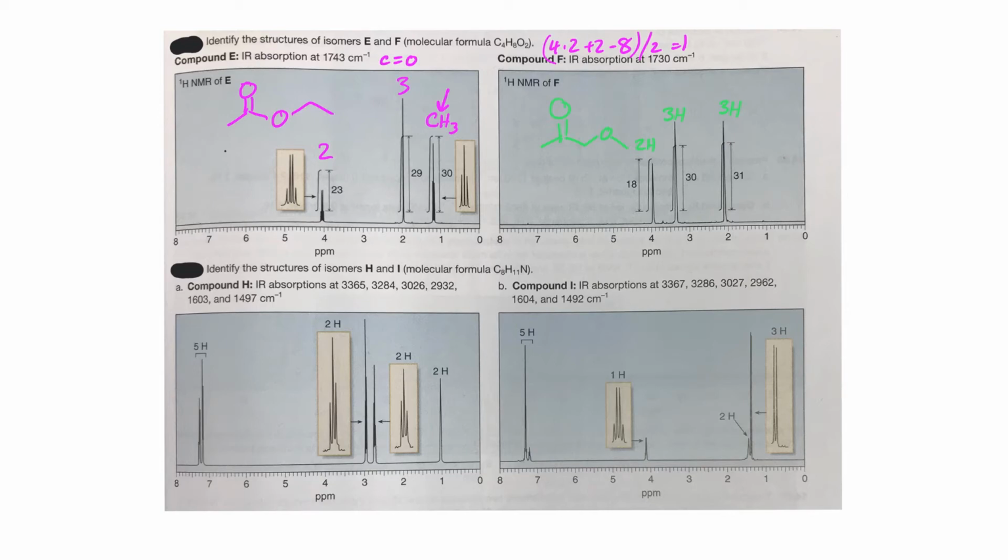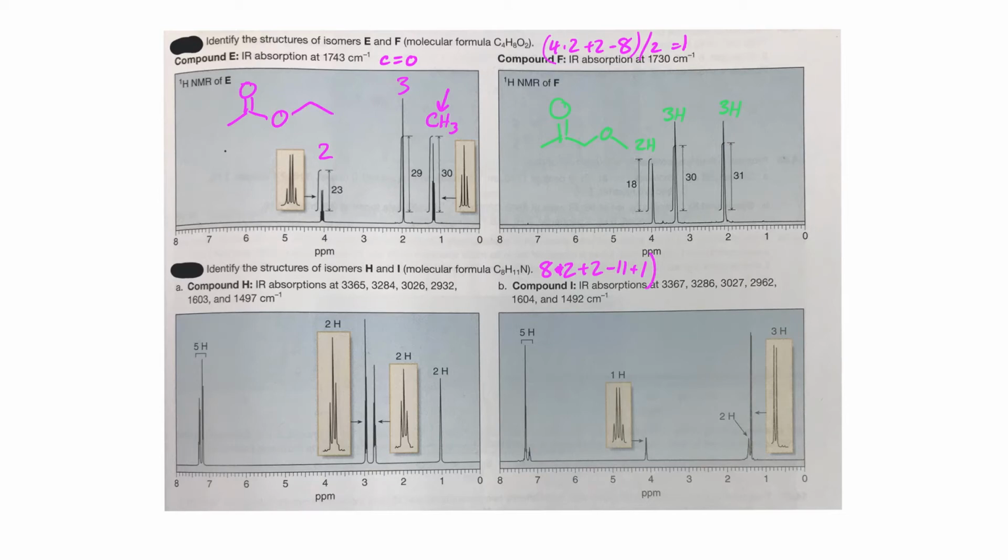Let's take a look at compounds H and I now, and they have a new formula, C8H11N. So now we have a formula with a nitrogen in it. Again, the first thing we want to do is calculate the HDI. So that's 8 times 2 plus 2 minus 11 plus 1 for the nitrogen, because having a nitrogen present actually increases the allowed number of hydrogens by 1.